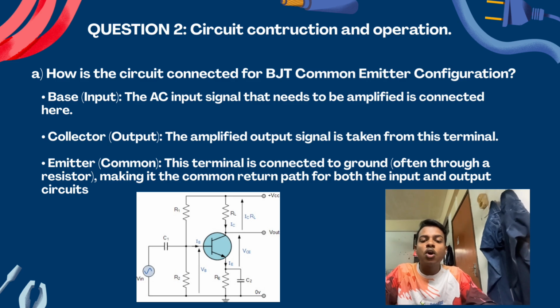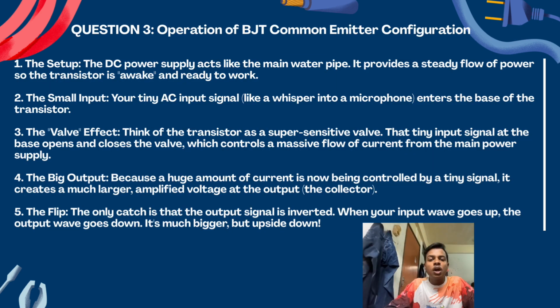Finally, the emitter, common. This terminal connects to the ground, usually through a resistor, making it the shared return path for both the input and output circuits. 3. Operation of BJT common emitter configuration. Now for question 3, how does it actually operate? I like to break this down into 5 simple steps.